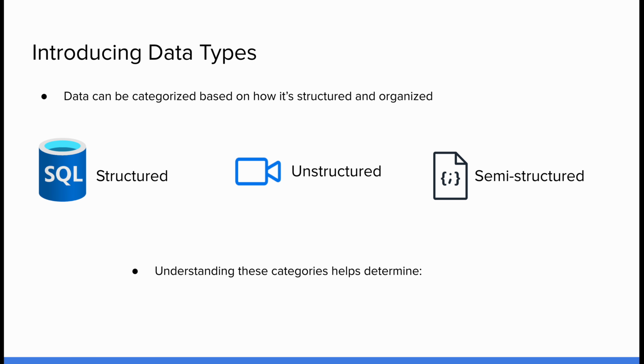Understanding these distinctions is crucial because it helps determine how we store, process, and analyze the data effectively, as well as which tools are best suited for each data category. So let's take a closer look at each of these data types.